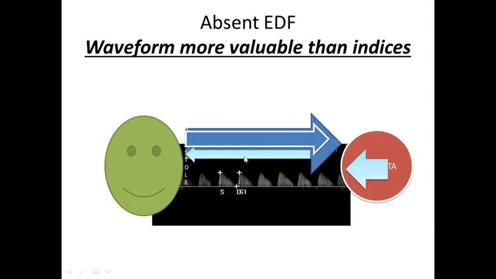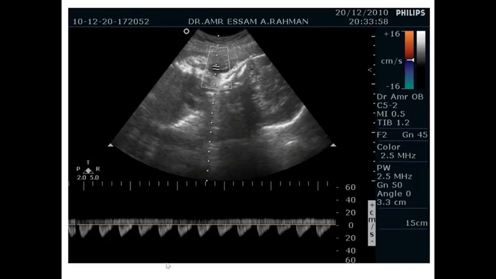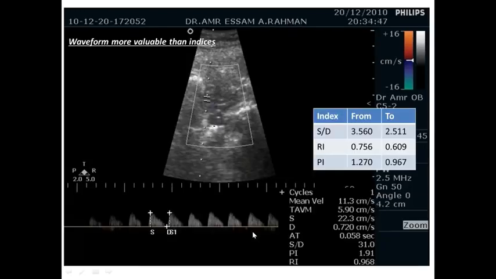So without indices, if you just look at the waveform, this is quite abnormal, and this means that the placental insufficiency is life-threatening for the fetus. Here is the actual waveform. As you can see, there is absent end diastolic flow.